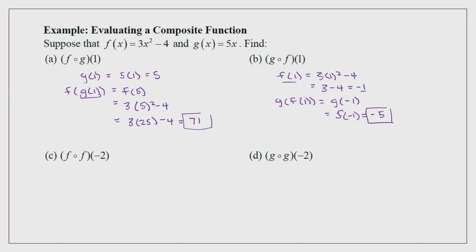Okay, so f composed with f of negative 2. We'll first take f of negative 2. We'll evaluate the function f of x at negative 2 and simplify. We'll get 3 times 4 minus 4. That's 12 minus 4, which is 8. Then we will take f of the value 8, of negative 2, which equals 8. Let's check that.